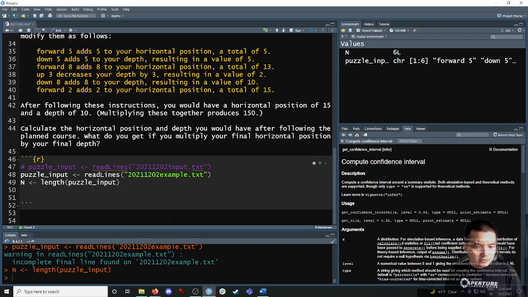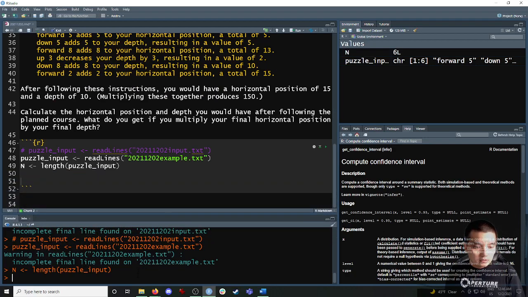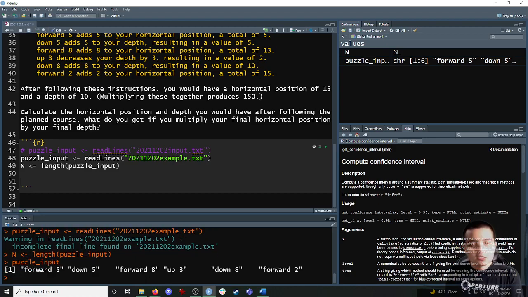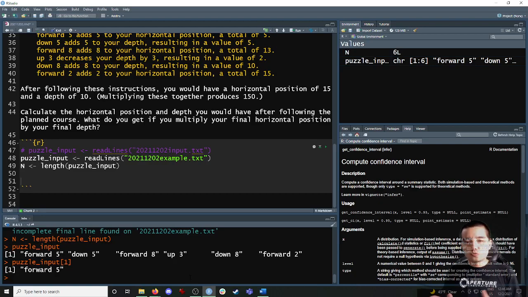So now what we're going to look at is the puzzle input, these 6 instructions that you see at the bottom left. If I look at the first one, nerdy note, R starts indexing from 1. If I look at the first one, it has those words, forward and 5. The idea is I want to somehow keep track of which word was there. Was the word forward, down, or up?